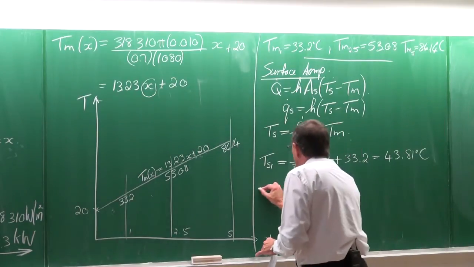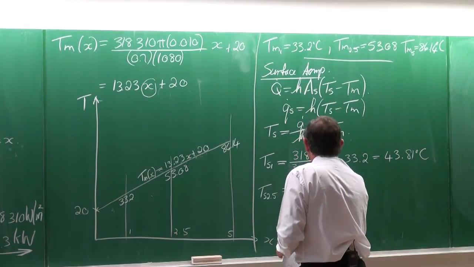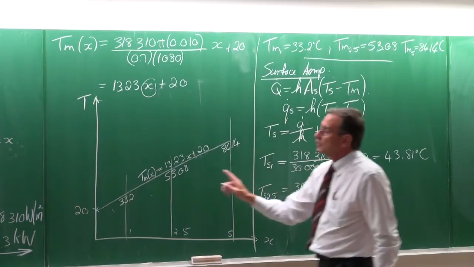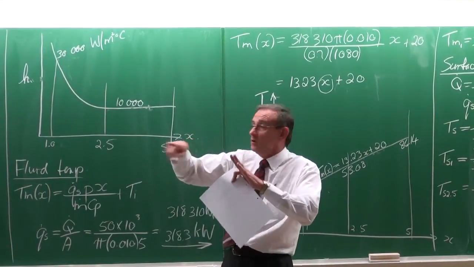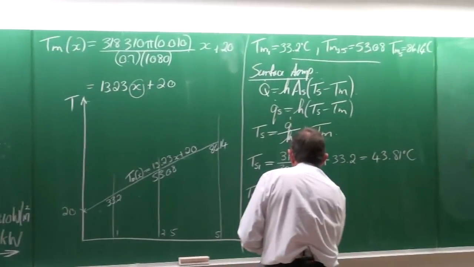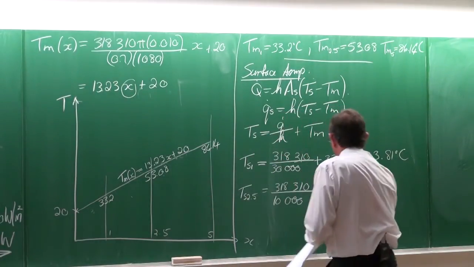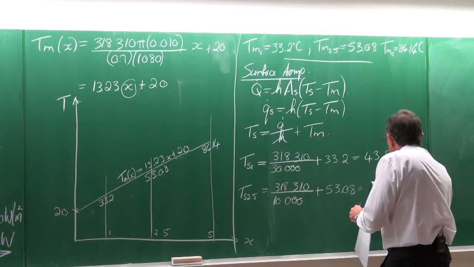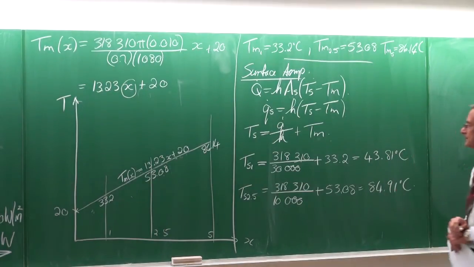Right, now we can go and do the same at 2.5 meters. At 2.5 meters, the heat flux is still the same, but now the heat transfer coefficient is equal to 10,000. It is now at the point where it has been fully developed. So it is equal to 10,000 plus the mean fluid temperature, which is 53.08. And that gives us a surface temperature of 84.91 degrees Celsius.